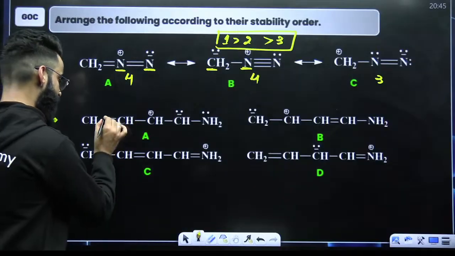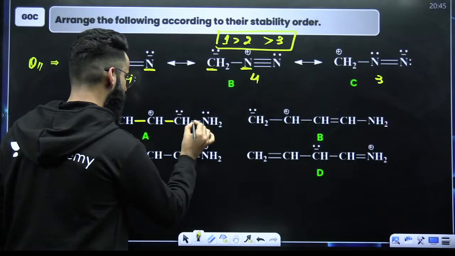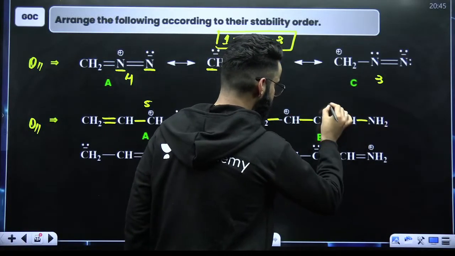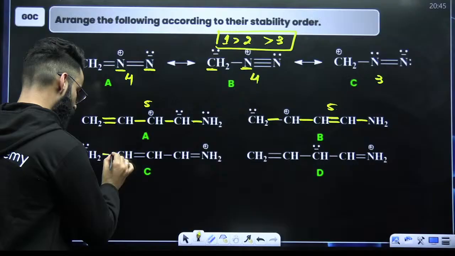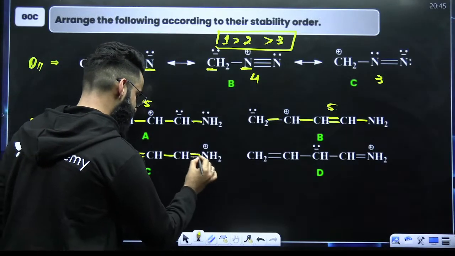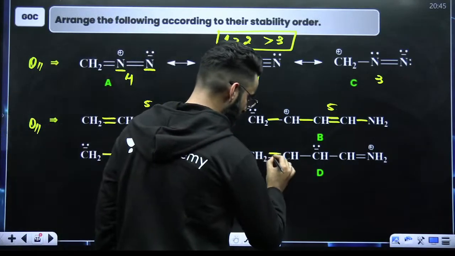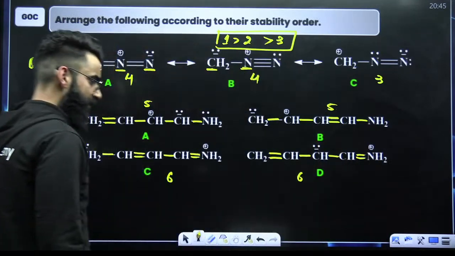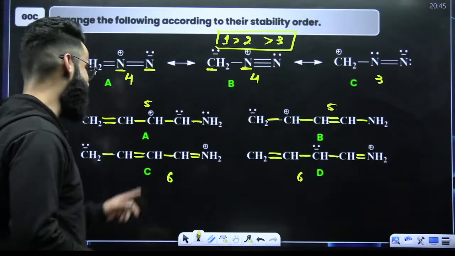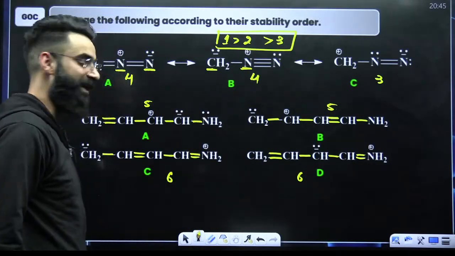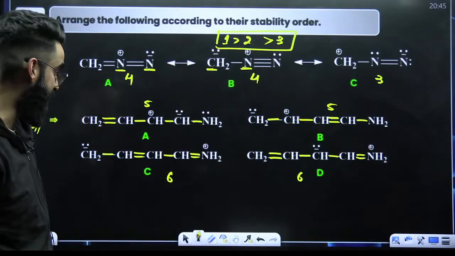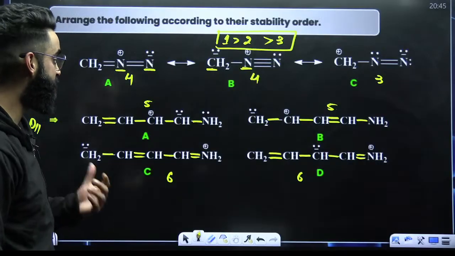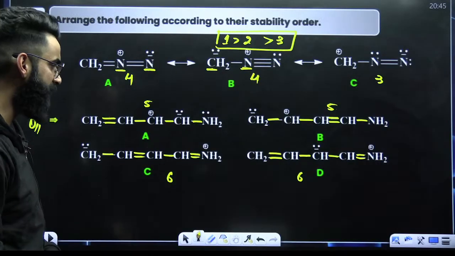Again, follow the similar procedure first. 1, 2, 3, 4, 5. 1, 2, 3, 4, 5. 1, 2, 3, 4, 5, 6. 1, 2, 3, 4, 5, 6. Right? So 6 bonds. What does it tell me? It tells me that C and D are going to be more stable than A and B. Right? Now, among C and D, which one would be more stable?